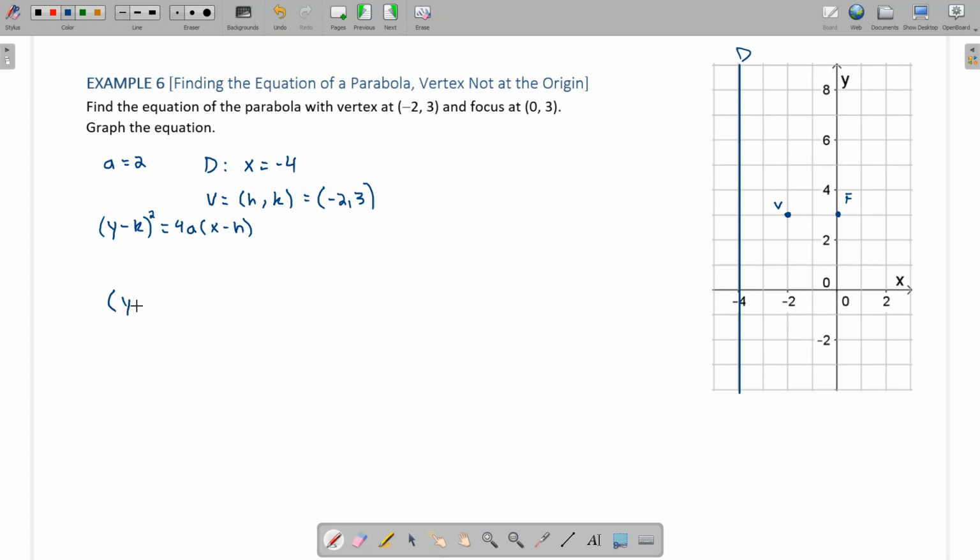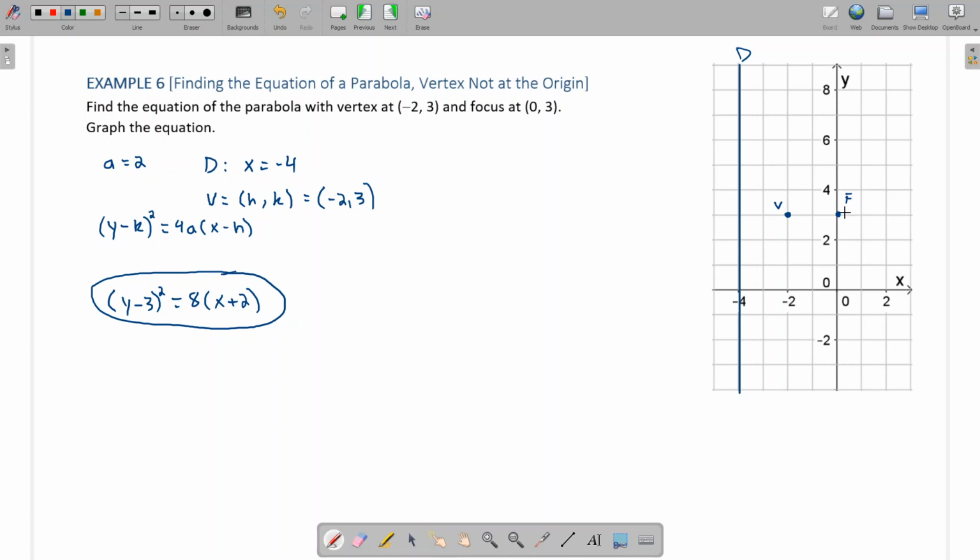So we end up with (y minus 3) squared equals 8 times (x plus 2). Notice I'm putting the -2 in for the h, so that's why we end up with a plus here. And that's it. That is the equation of that parabola. Now let's graph it.